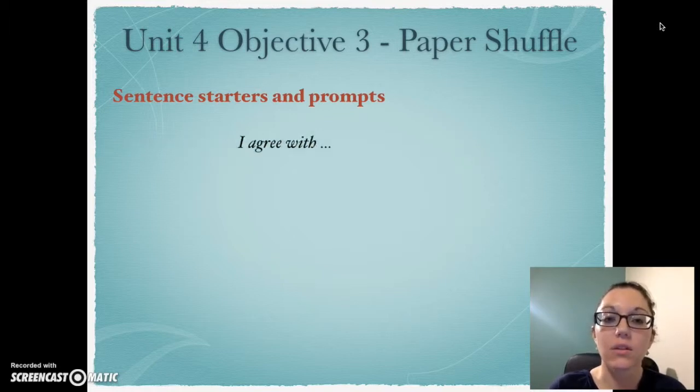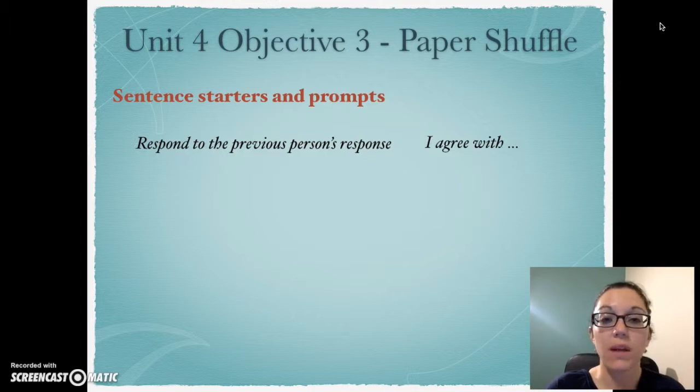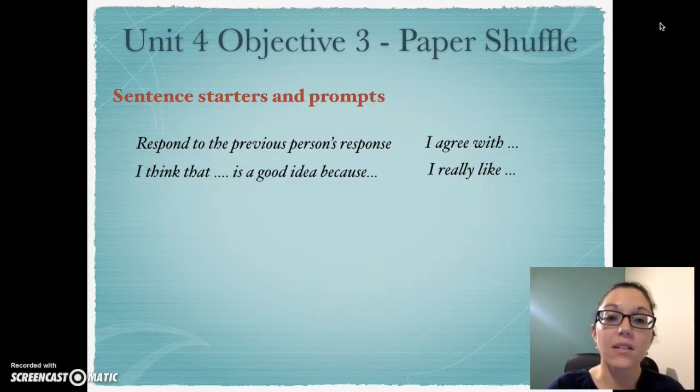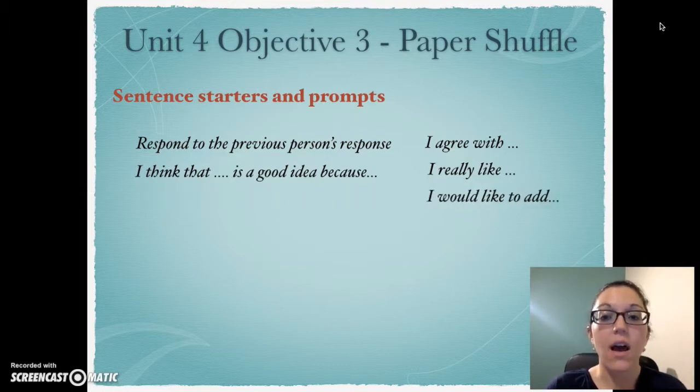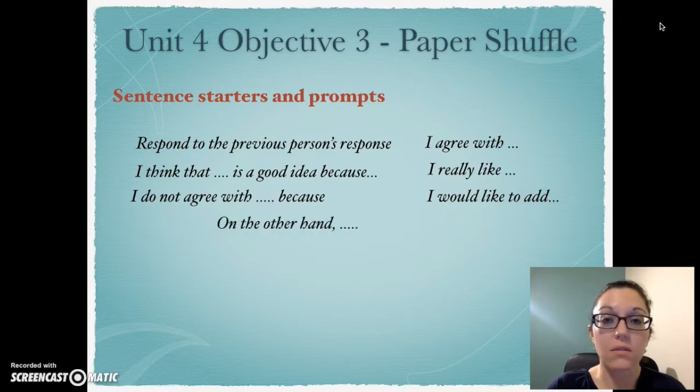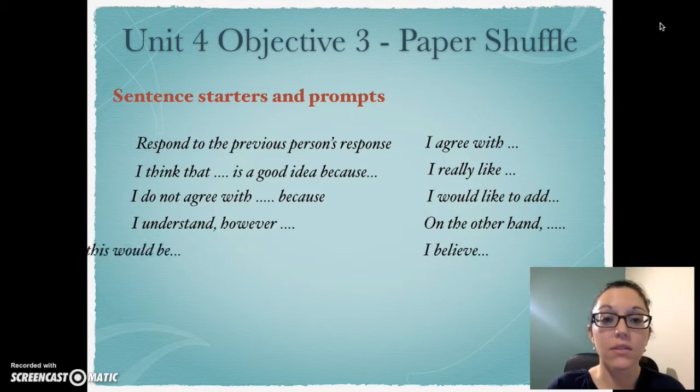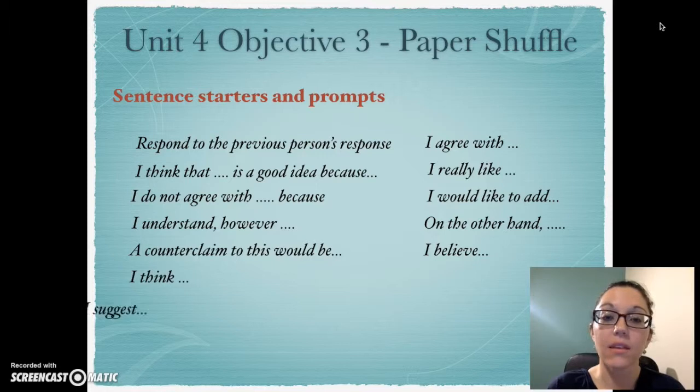Examples of these include, I agree with, respond to the previous person's response, I really like, I think that is a good idea because, I would like to add, I do not agree with because, on the other hand, I understand, however, I believe, a counterclaim to this would be, I think, or I suggest.